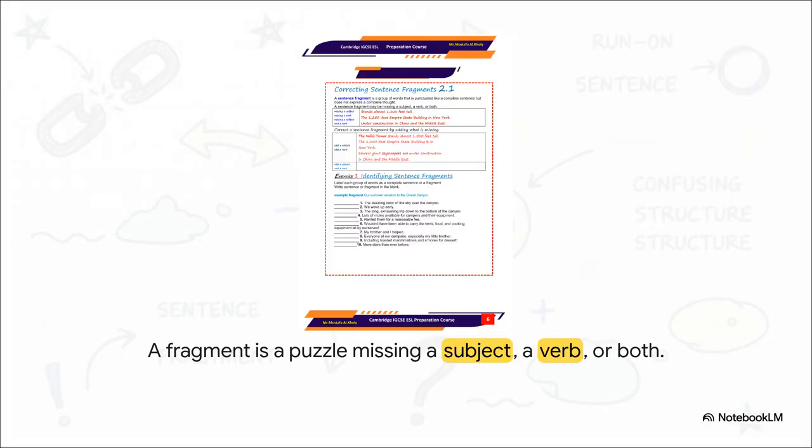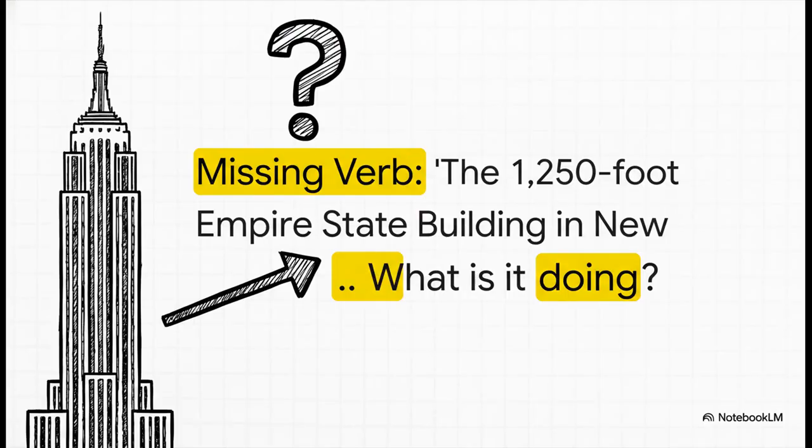And this image here just nails the problem perfectly. Think of a complete sentence as a finished puzzle. A fragment, it's just one of those pieces. It's missing either the who or the what, that's the subject, or it's missing the action, that's the verb. Sometimes, believe it or not, it's missing both. Let's look at some evidence.